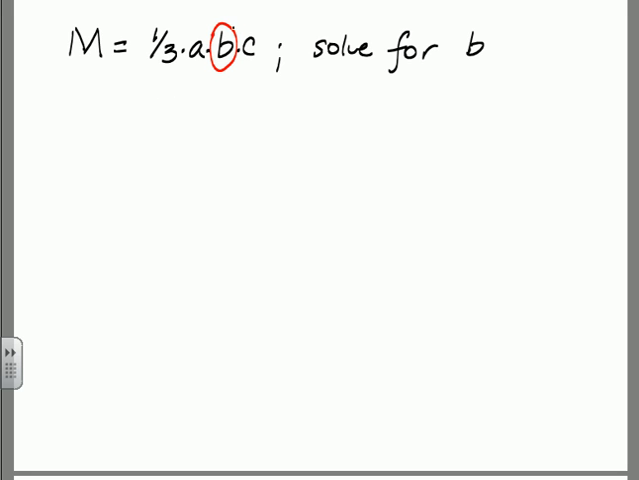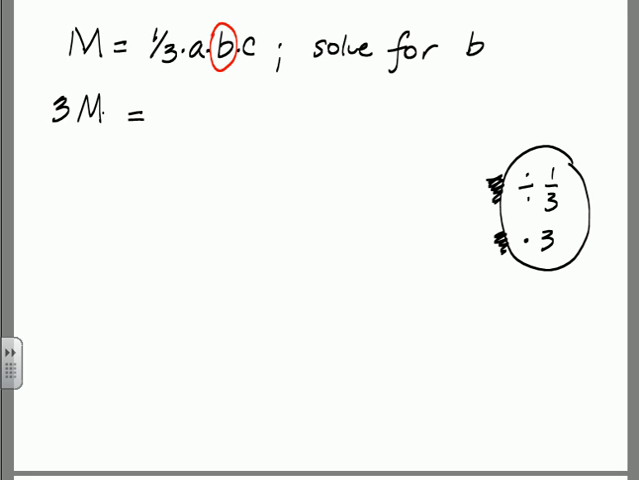Okay, so we're trying to solve for B. We want it all by itself. So let's first get rid of this 1/3. How do we get rid of that 1/3? Well, since it's multiplying, remember we can divide by 1/3, but you're probably sick of me saying this. Dividing by 1/3, the cheap way to do that is to multiply by 3. So dividing by 1/3 is the same thing as multiplying by 3. So let's multiply both sides by 3.